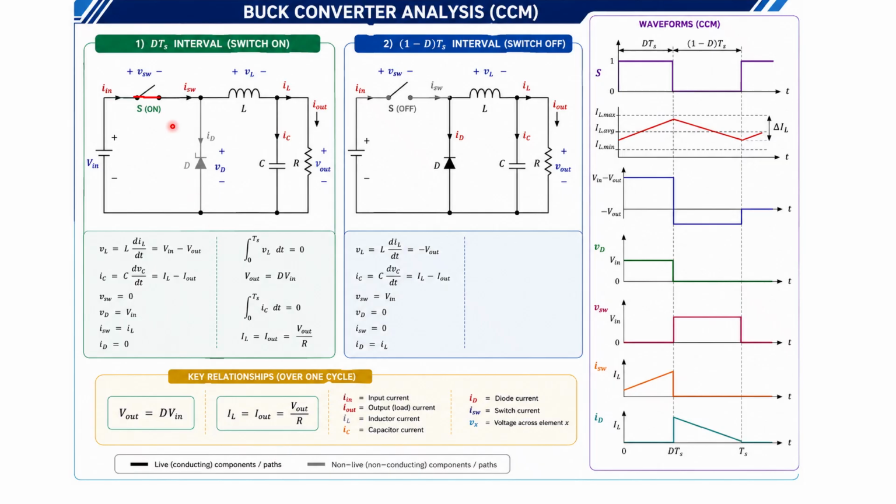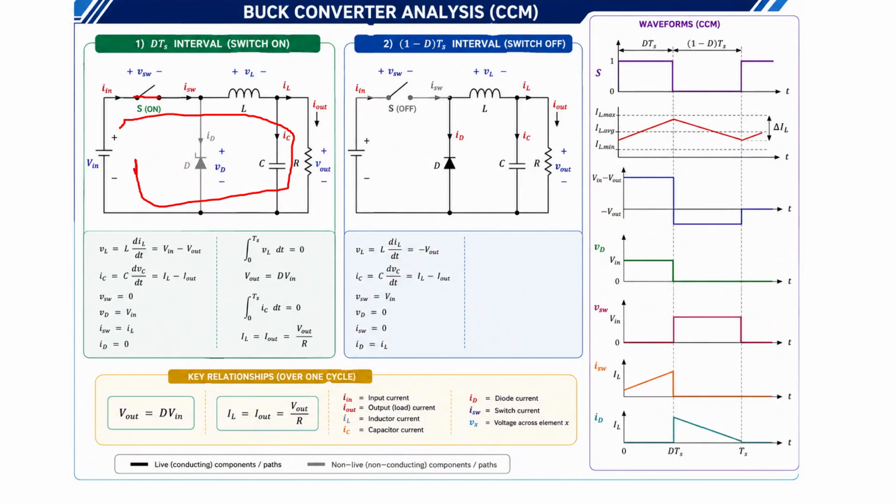When this is a closed circuit, the diode is inactive and has no action on the circuit. Your supply, your inductor, then your load: this is the circuit which is active at that time. We have already discussed this. This is the circuit which is active during the turn on interval.